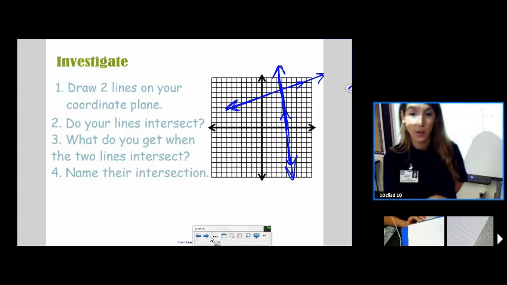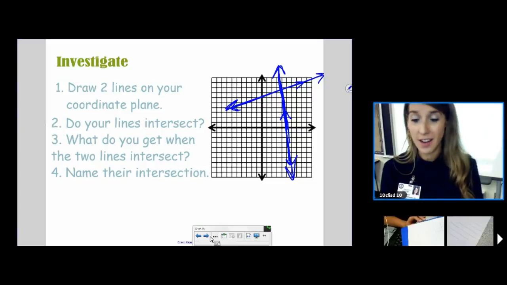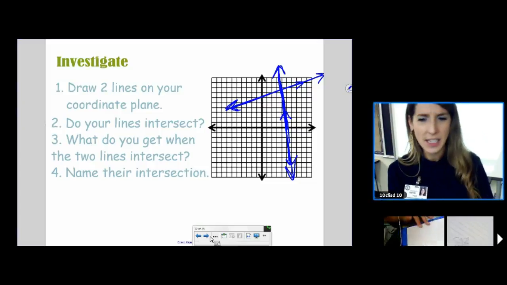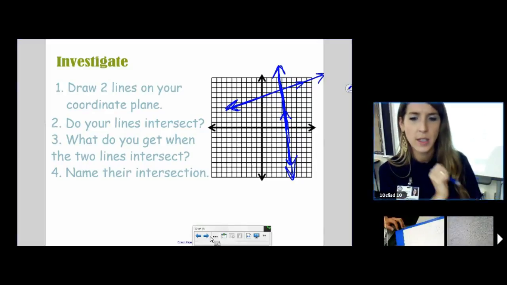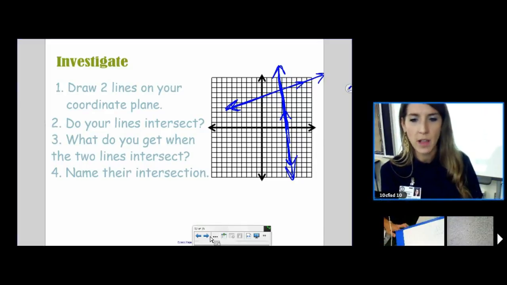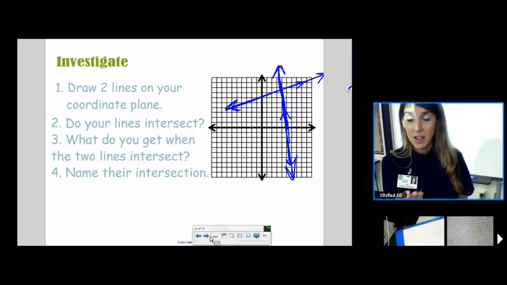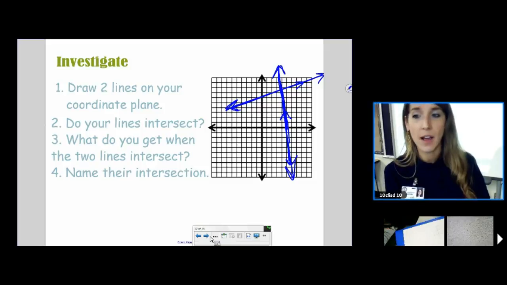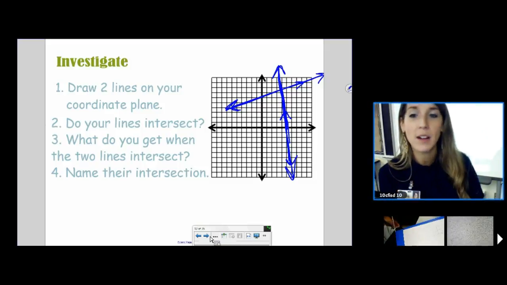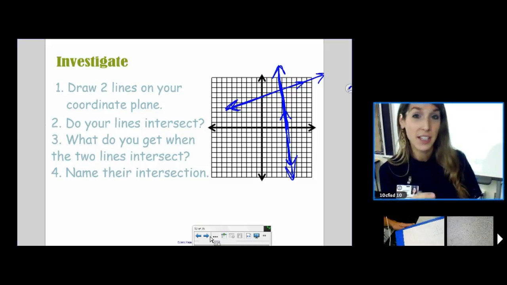when and if your lines intersect, did anyone's not intersect at all? If someone's didn't intersect on their paper, what are their lines called? Good, parallel. So not everyone had to draw lines that intersected. Yours could have been parallel. But if yours were not parallel, then that means your lines intersected.